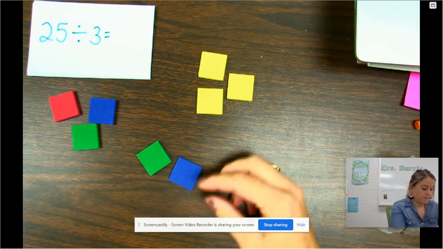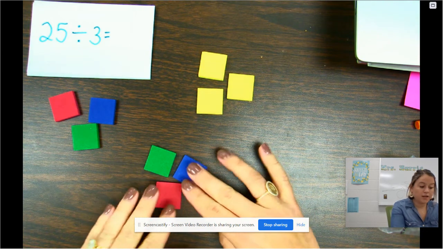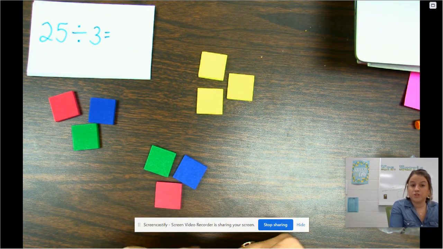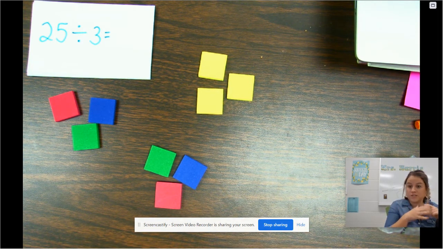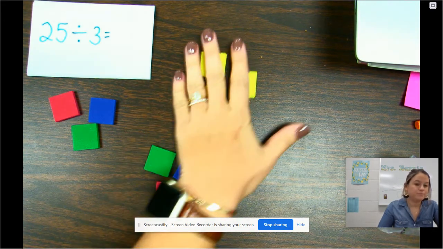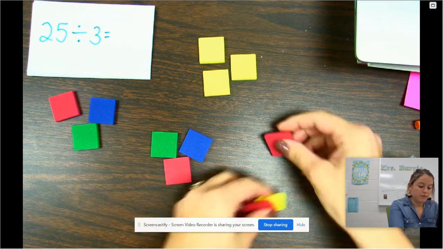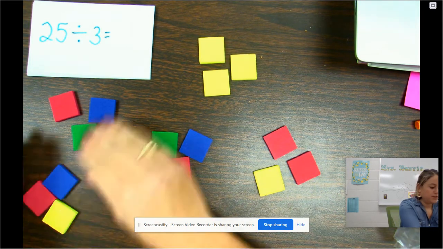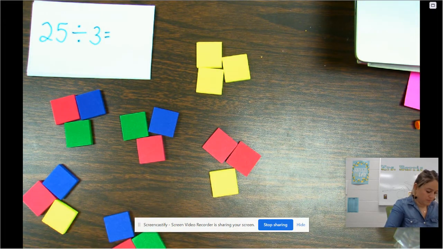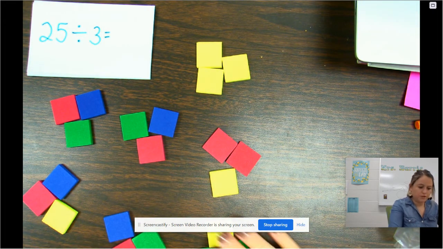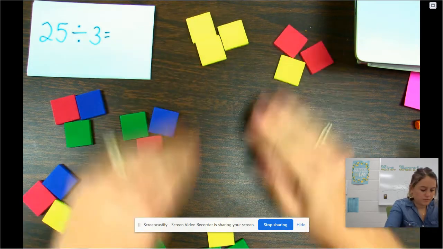1, 2, 3. And if you remember, 25 is not divisible by 3, which means 3 doesn't go into 25 nice and neat. Because if we count by 3s, let's start with like 15, 18, 21, 24, 27. We skip 25. So it's not a perfect number. 3 doesn't go into 25 perfectly, so we're going to have to figure out what that means. So I've got my groups of 3. I'm running out of space, so let me move up here a little bit.